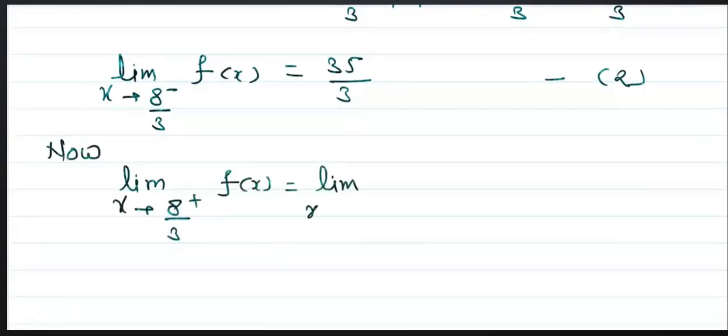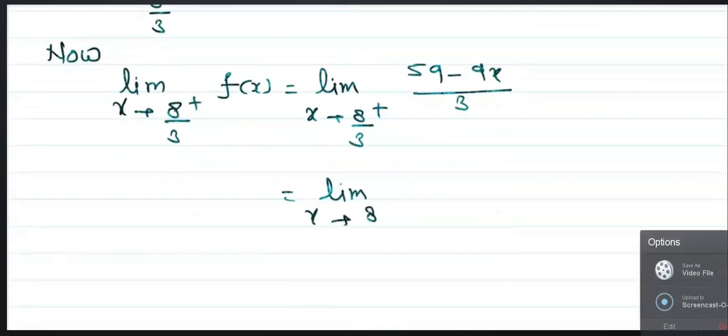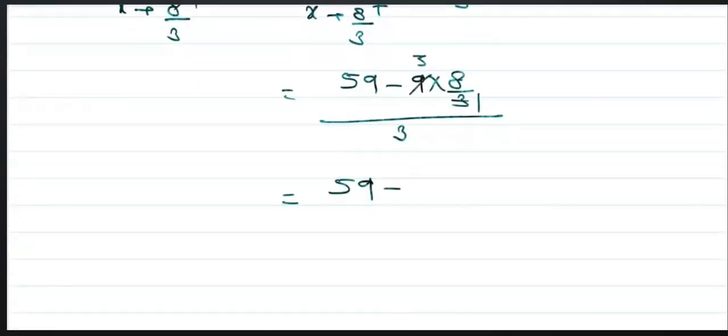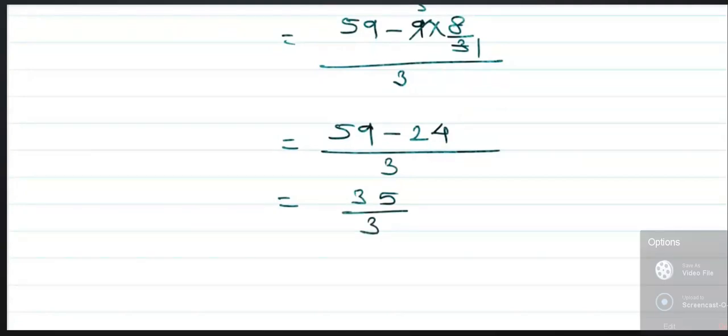Now the right hand side limit, x tends to 8 upon 3 of f of x, is equal to limit x tends to 8 upon 3 of 59 minus 9x upon 3. Replace x by 8 upon 3. That is 59 minus 9 into 8 upon 3, upon 3. That is 59 minus 24 upon 3, which is equal to 35 upon 3.